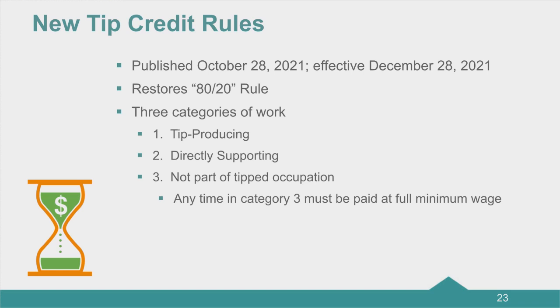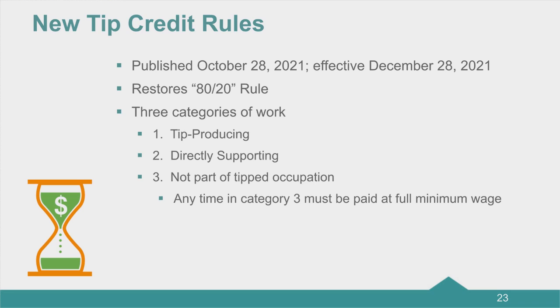Then the second category is directly supporting work, which is work that supports that tip-producing work. So it could be filling salt shakers or cleaning tables. These are not tip producing because you're not customer facing at the time, but it's directly supporting that tip work. And then there's a third category, which is not part of the tipped occupation.